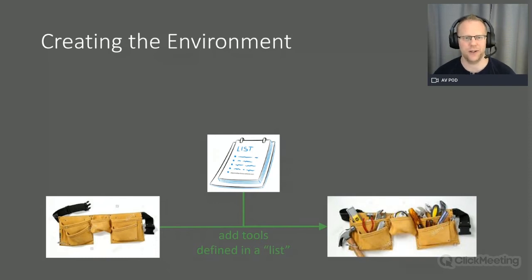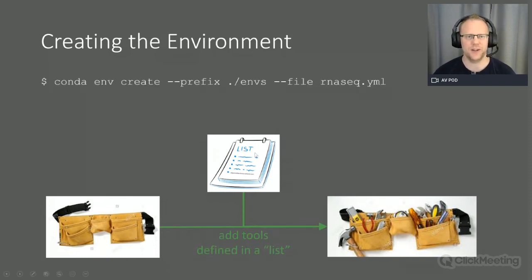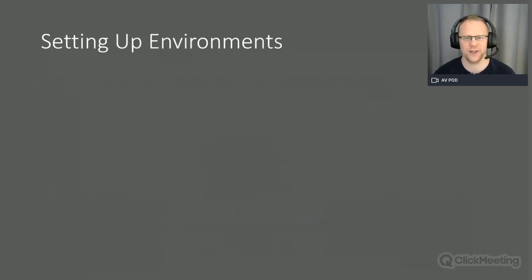So the actual Conda command that you would use to do this then is this conda env create. So this is creating an environment. Prefix here tells you where you want to store it. And so this is like the name of the tool belt, the envs directory here. And we have a file, and we use this file to define what tools we want to install. So let's take a look at that file.